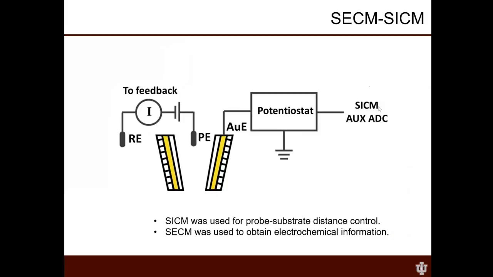Okay, so just to recap, the final configuration then has all of these together at one time. We're using SICM to control the probe substrate distance, and we're using the SECM channel hooked up to the auxiliary channel of the SICM input to record the electrochemical information at the pipette tip. Okay, so what happens if you do this?